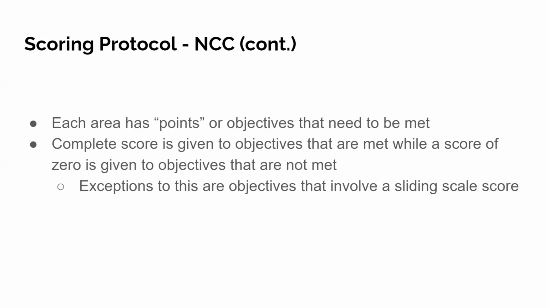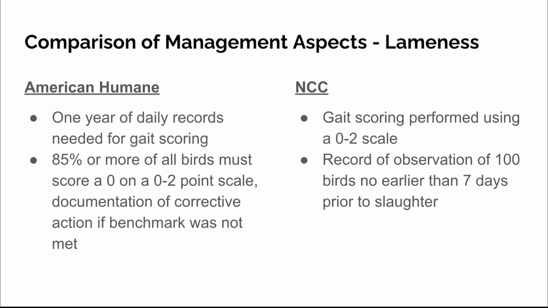Each area has points or objectives that need to be met. Like American Humane, NCC's audit tool has areas that have absolute scoring. However, there are exceptions to this. Objectives that are graded on a sliding scale, such as gait scoring, are not absolute. Next, we'll be discussing comparison of management aspects.